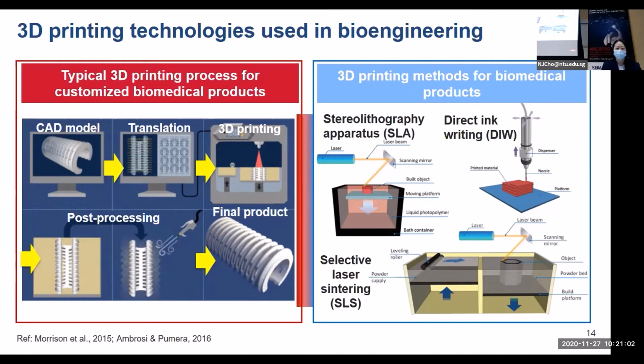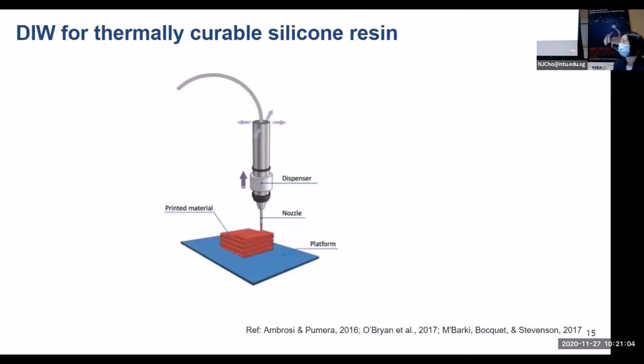But in this case, since our ink is silicone rubber for flexible electronics, we try to use thermally curable silicone resin, which is reasonably cheap and widely used. But so far, without any modification, you cannot use this thermally curable silicone resin for 3D printing. So what we do is use direct ink writing, DIW, for the printing system of this ink, but we need to make the ink printable using some tactics.